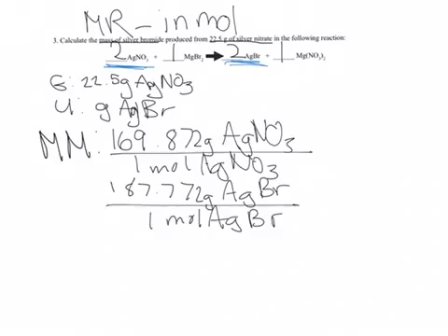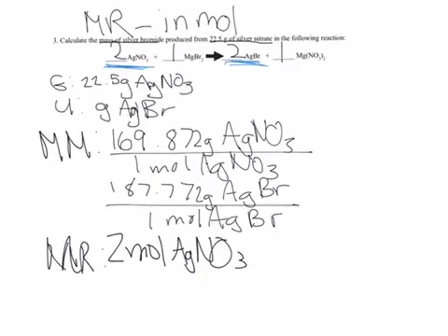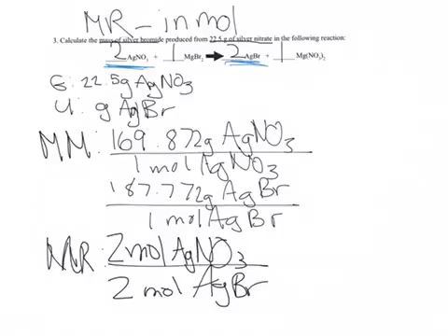Okay, so we also, because this is stoichiometry, need our mole ratio. You get your mole ratio from your coefficients. We underline the coefficients that we are going to be using because we're starting with silver nitrate and we're going to silver bromide. So the mole ratio is going to be 2 moles of AgNO3 per 2 moles of AgBr. Okay, so we are going to have to use 2 molar masses and 1 mole ratio to go from our 22.5 grams of silver nitrate to our grams of silver bromide.